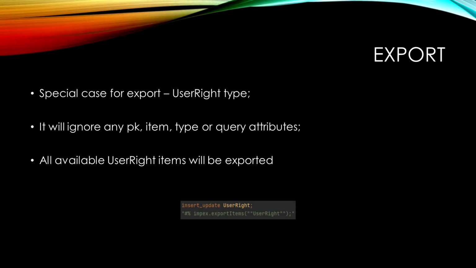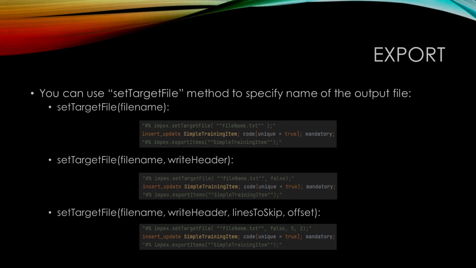As for import, user rights are a special case for export as well. User rights are exported by type and will export all available user rights. To configure the output file, the setTargetFile method can be used. Here you can choose the output file's name, header, offset, and the number of lines to skip.